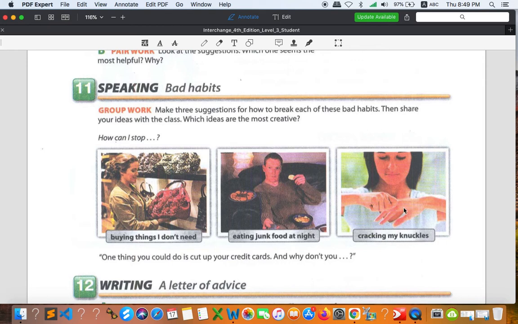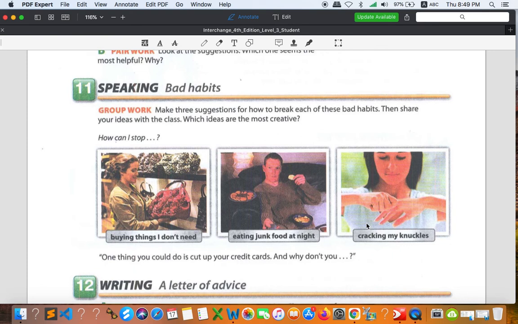So you can see right here we have a bad habit of doing this. I don't know exactly whether you love to do this or not. Okay, but I used to when I was young, but I stopped doing this. Cracking your own knuckles, I don't know.